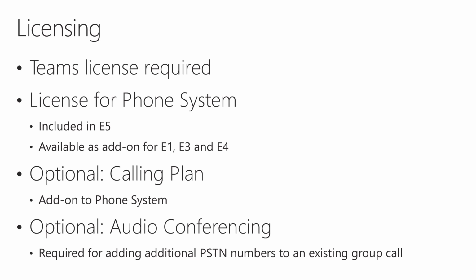In terms of licensing, all your users will require a Teams license. Then, if they want to use direct routing, they need to have a license for Phone System. Phone System is already included in E5, but it's also available as an add-on on E1, E3, and E4. Optionally, you can use a calling plan. It's also an add-on to Phone System if you want to provide users both abilities to do calling via direct routing and via calling plan. Finally, also optional, audio conferencing. This is required if you want to add additional PSTN numbers to an existing group call.